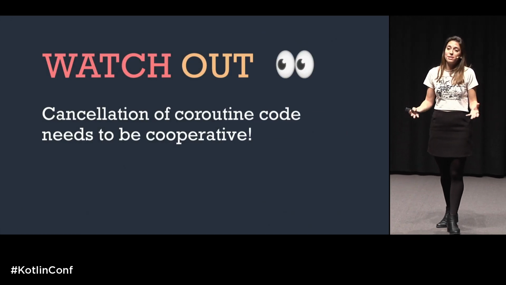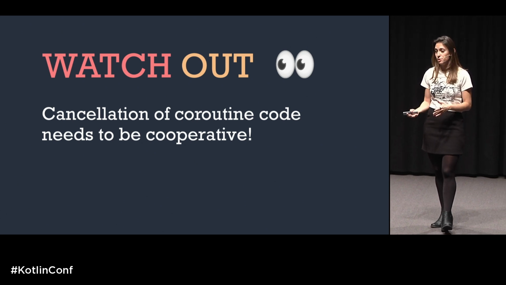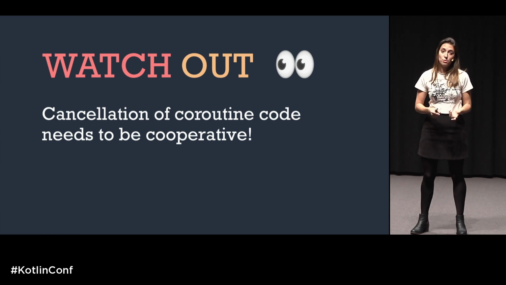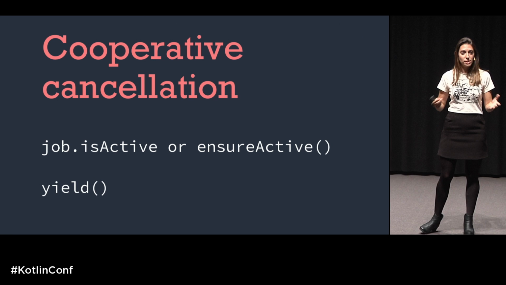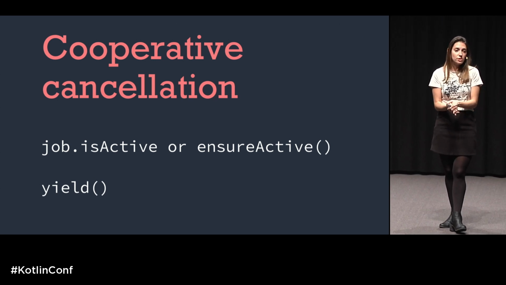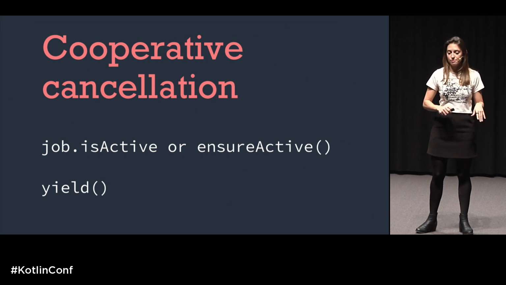So the problem here is that the cancellation of coroutine code needs to be cooperative. You need to make sure that the code you write is cooperative. So what does this mean? What do you need to do? To implement cooperative cancellation, you can use something like job is active, ensure active, or yield.